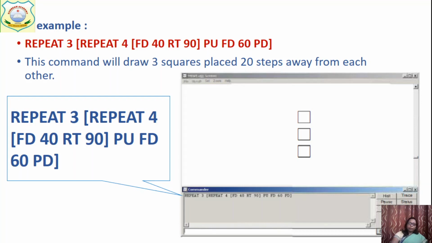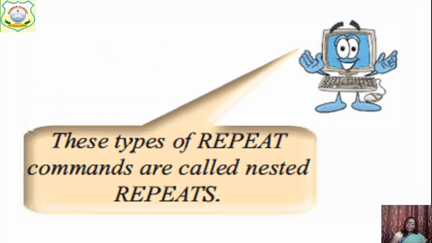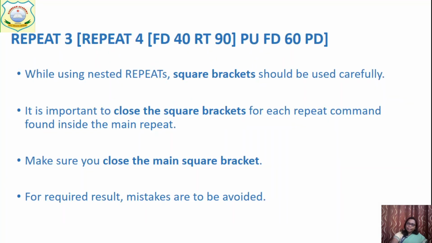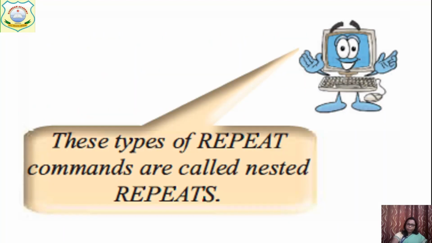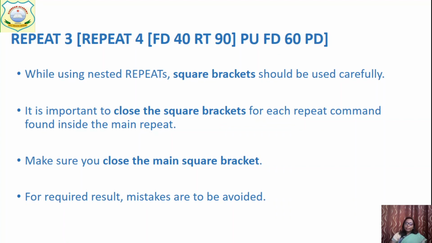Okay. Now move to the next. These types of commands are called nested commands, nested repeats. Now for nested repeats, these are the rules. While using nested repeat, the square bracket should be used carefully. It is important to close the square bracket for each repeat command.